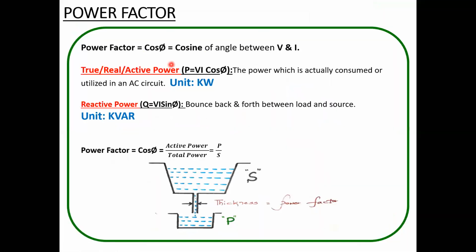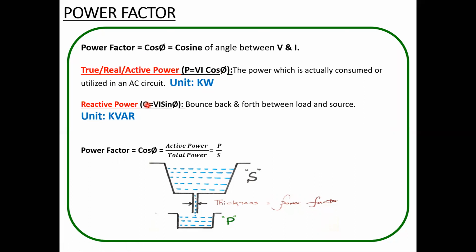Next one, power factor. We all know it's the cosine of the angle between voltage and current waveforms. It's a cosine angle; cosine angle is nothing but power factor. And we know another one, active power, which is indicated with the capital letter P. From that particular triangle, the formula is VI cos phi. What this active power is nothing but is a useful power or else true power. So many names will be there, but what is actually consumed or utilized in an AC circuit is nothing but true power or active power, and the units are kilowatts.